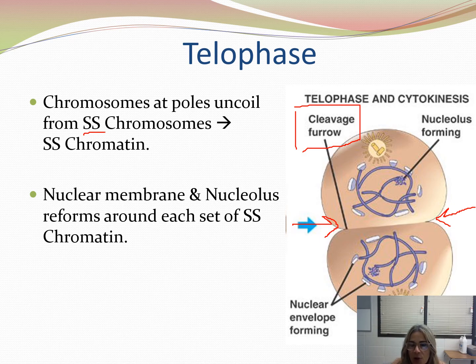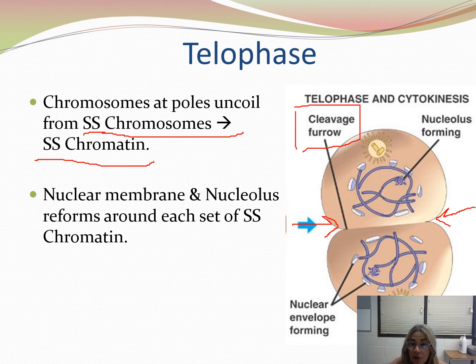And then the other thing is notice that we still have single-stranded, but notice what's happened here. The chromosomes are actually now starting to unwind and go back to chromatin, okay? Because remember, the only time we need actual chromosomes in our cells is during these phases of mitosis. So by the time we get to telophase, the single-stranded chromosomes are now starting to uncoil and go back to single-stranded chromatin form.